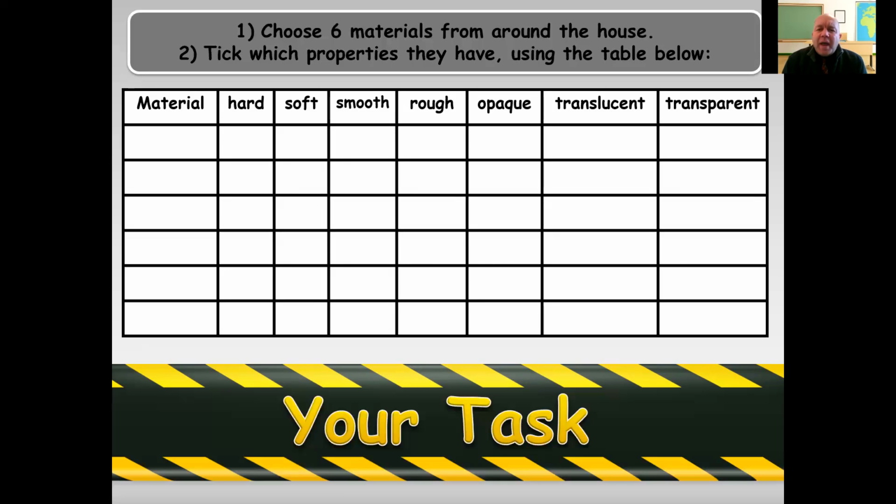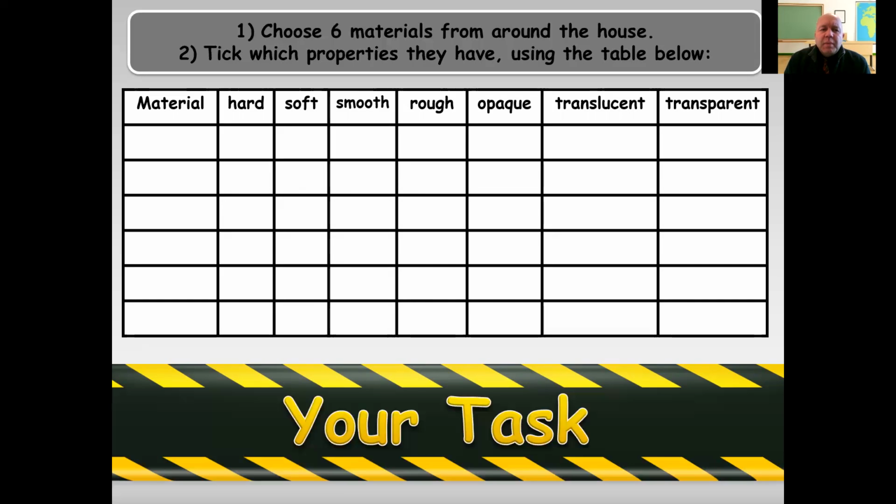Is aluminium opaque? Yes, it is. You can't see through it. It's a solid metal, so no light passes through it. Is it translucent or transparent? No. No light passes through, so it is neither translucent nor transparent.